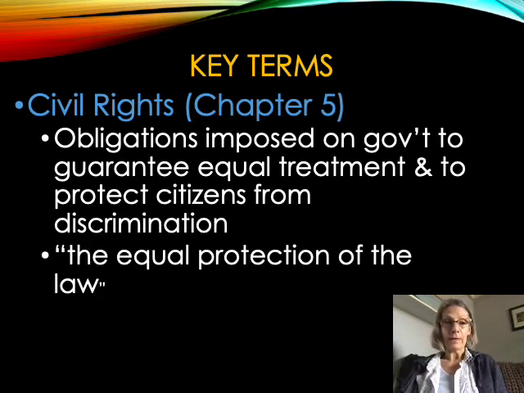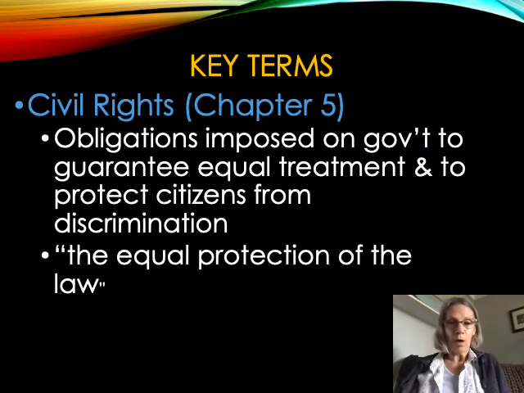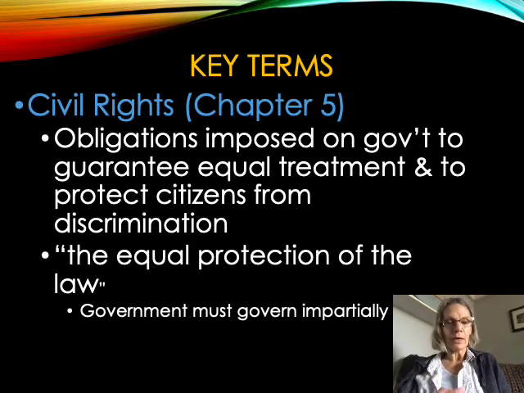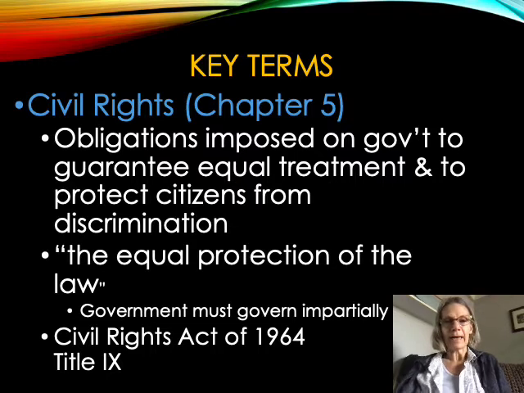And so when you think about civil rights, we're talking about equal protection of the citizens that live in the United States or in the states. And equal protection of the law is basically forcing the government to govern impartially, to not draw distinctions between individuals simply on differences that aren't really relevant to what the government is trying to achieve. Okay. And so, in other words, governments must rule in an impartial manner. And so the Civil Rights Act of 1964 and Title IX are two examples.